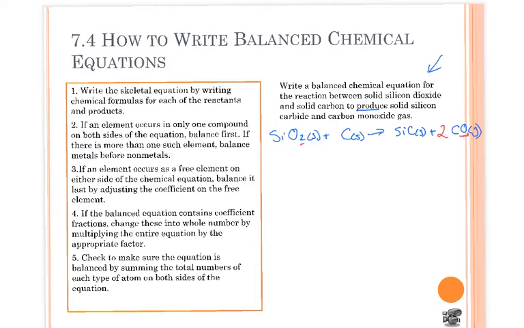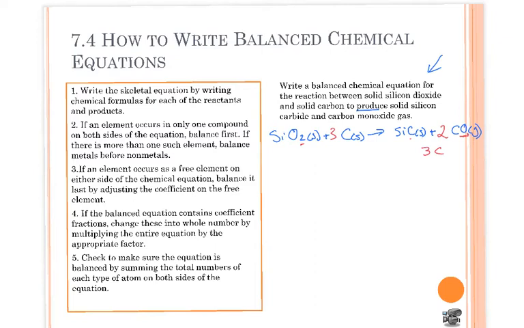Next, if an element occurs as a free element on either side of the chemical equation, then we balance it last by adjusting the coefficient of the free element. The free element is the easiest to change, so we leave that for last. All right, so now we have how many carbons on the right side? There's 1 and there's 2 here because we put the coefficient, so we have 3 carbons, right? On the left side, we only have 1. So let's adjust that by placing a coefficient of 3 right next to it.